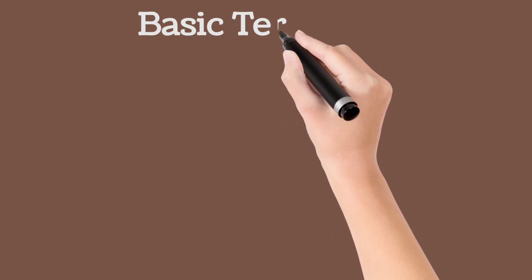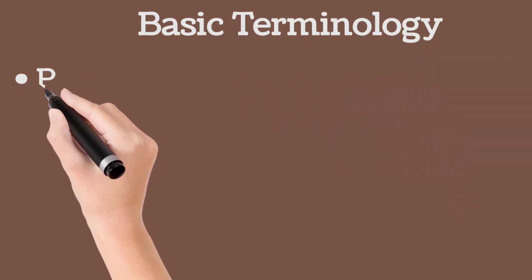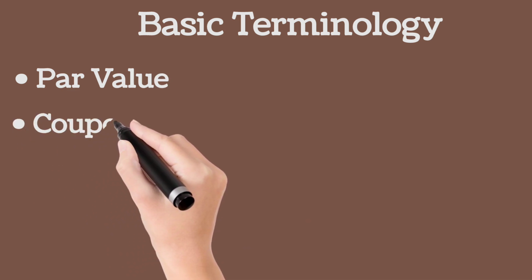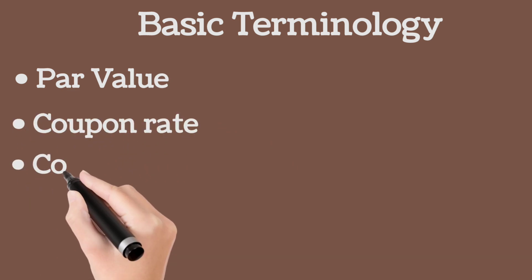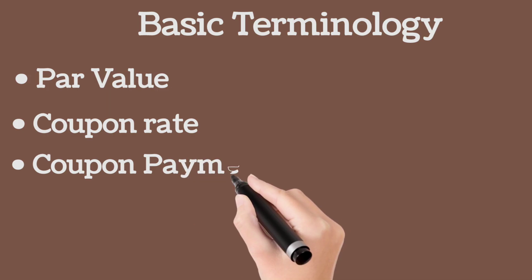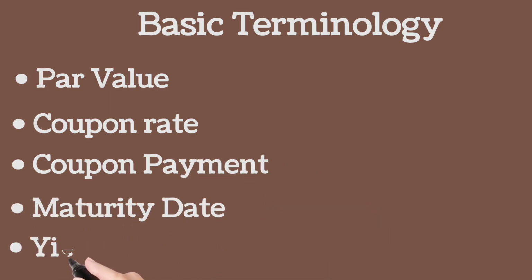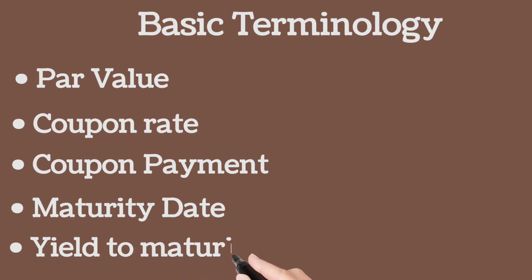There is basic terminology that is used in bonds. The first one is par value. Next is coupon rate, coupon payment, maturity date, and yield to maturity.